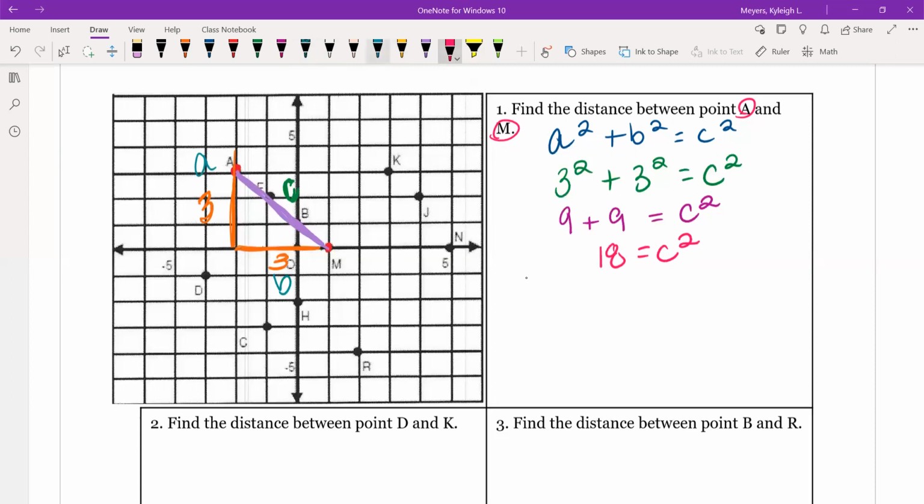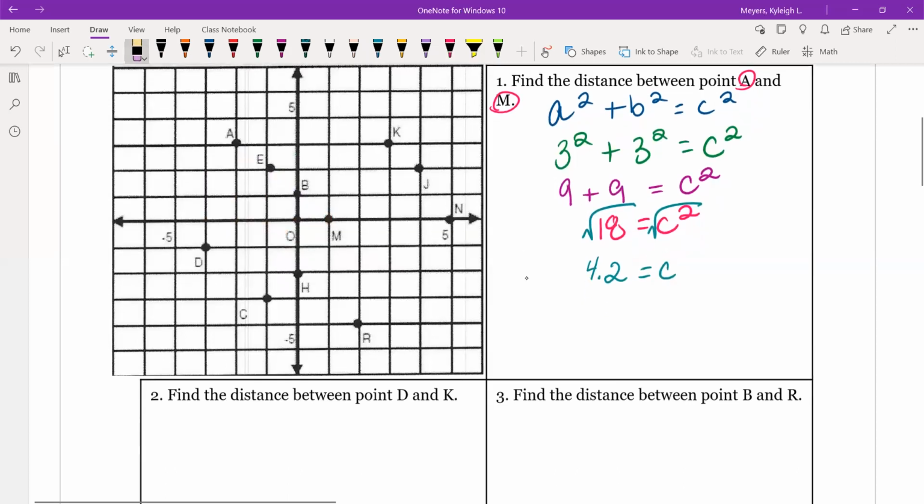And remember, we take the square root because we want what just C is. And the square root of 18 is about, round to the 10th place. So rounding to the first decimal is about 4.2. So that's what we know C is. Okay. All right, so I'm going to erase my triangle. That way I see in case I use the points again. All right, so let's go to the next one.